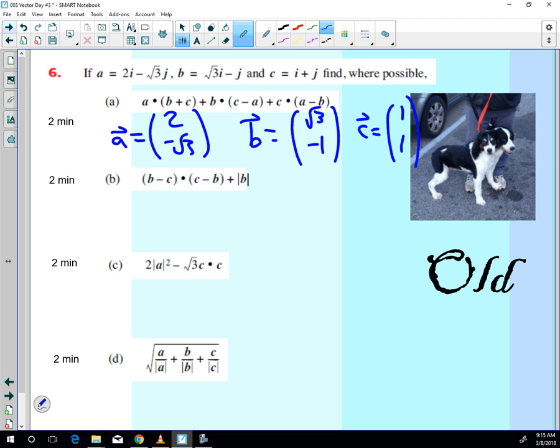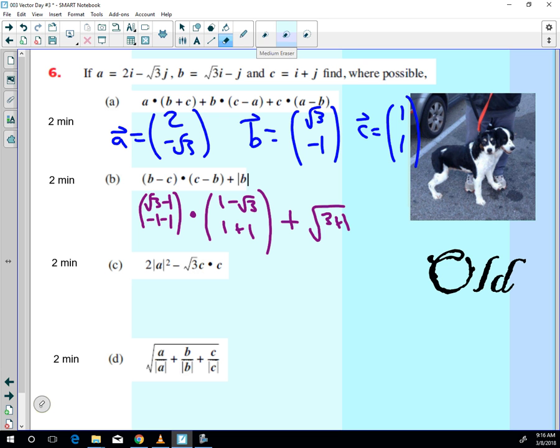Now, for B minus C, what you're going to do, B minus C is going to be a vector. So you take B minus C, which is the square root of 3 minus 1, and then this one's going to be negative 1 minus 1. Then we're going to dot product that with C minus B. 1 minus the square root of 3, 1 minus negative 1. Okay? Then we're going to add the magnitude of B, which is how much? Yeah, square root of 3 plus 1, which is, we'll figure out, here's 2.